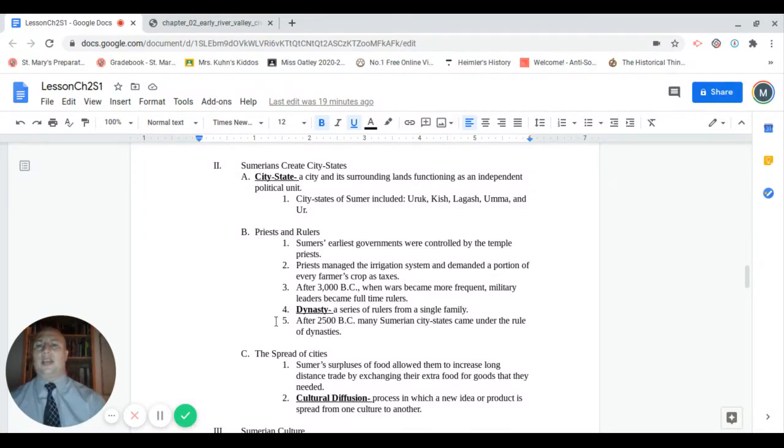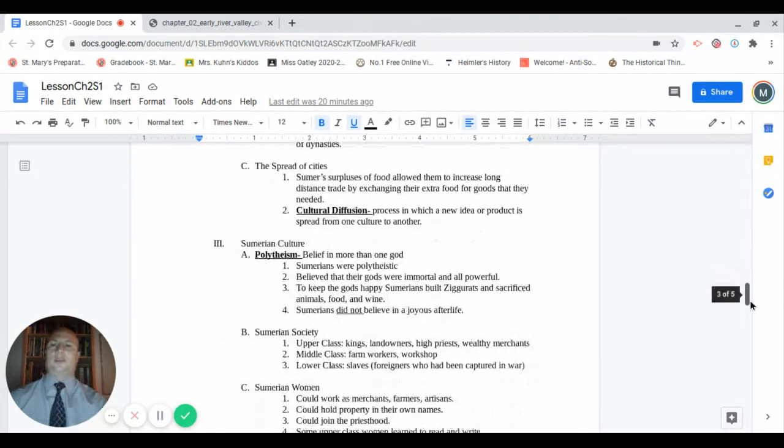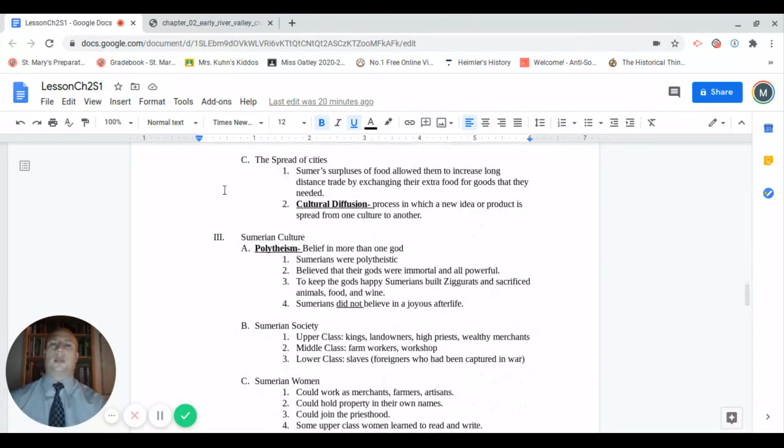Next is point 5. After 2500 BC, many Sumerian city-states actually came under the rule of a dynasty. So this is the time period, 2500 BC, when we see a little bit more military conquest and conflict. Next is capital C. We'll talk about how once we have these cities developed in Sumer and then other parts of the world, how do they then spread? Well, with Sumer, they had the excess surplus of food, which is great because this allowed them to increase their long-distance trade. What they did is they exchanged or traded their extra food for goods that they didn't have or needed.